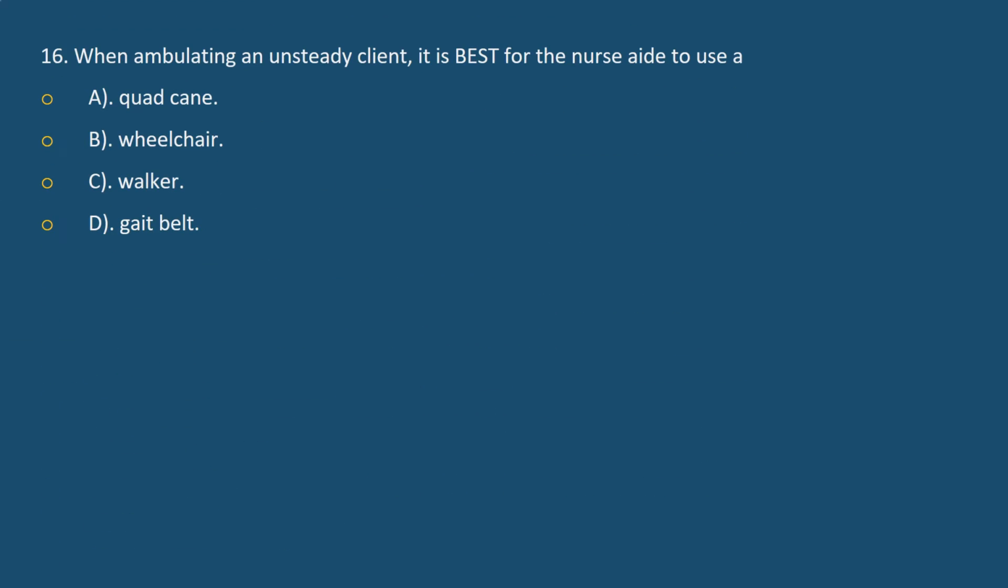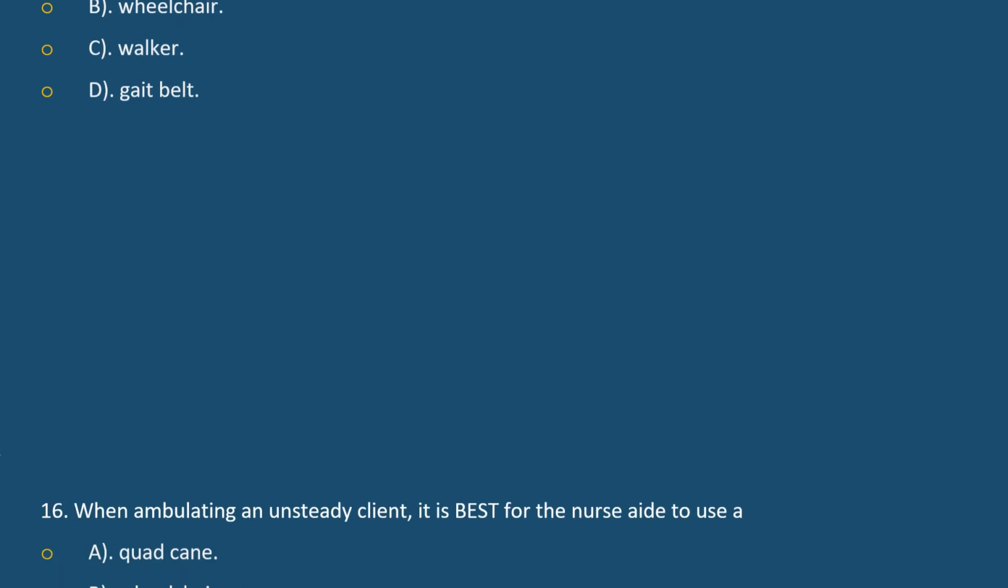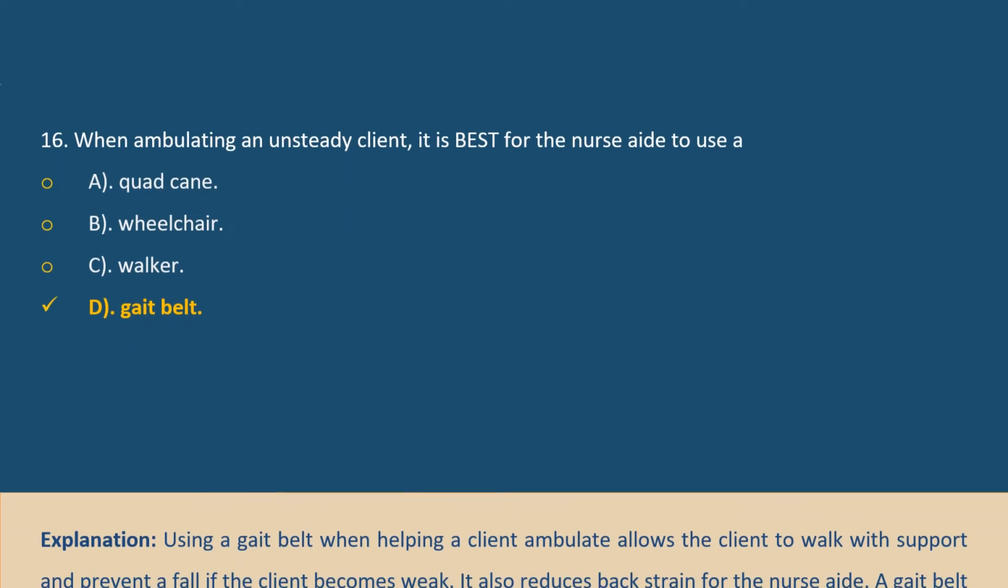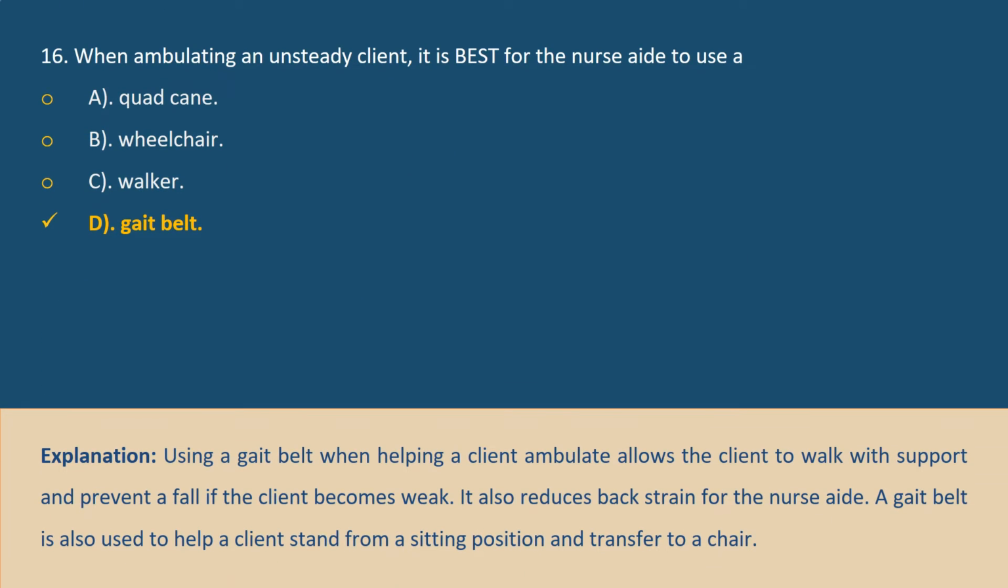Question 16. When ambulating an unsteady client, it is best for the nurse aide to use A. Quad cane, B. Wheelchair, C. Walker, D. Gait belt. Answer D. Gait belt.